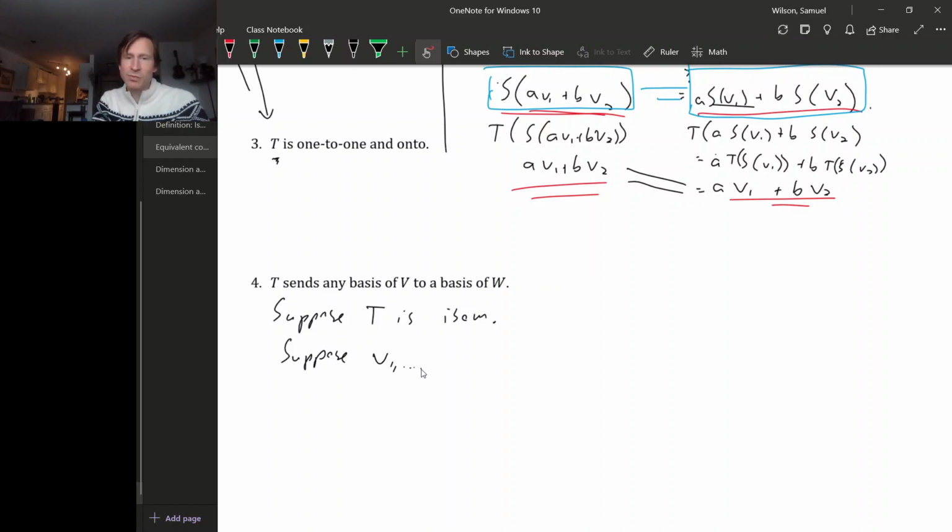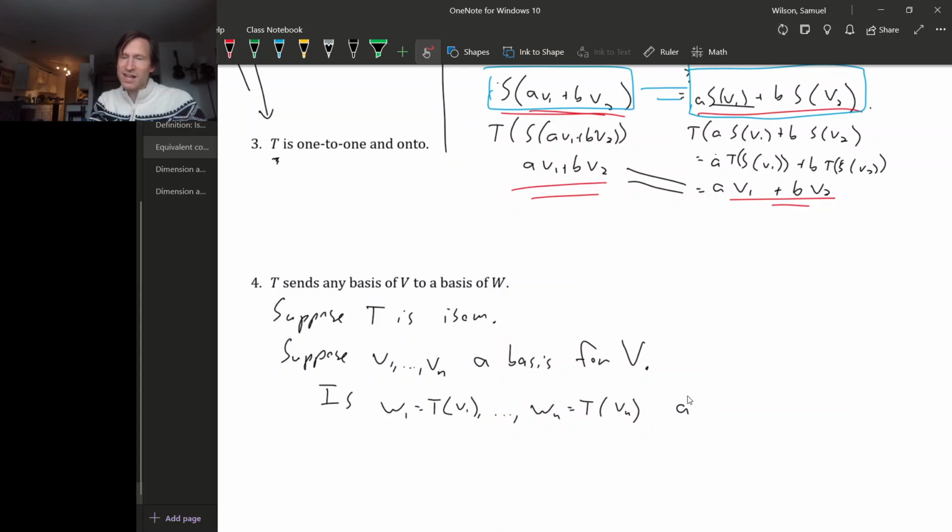Suppose we have this basis V1 through Vn. We don't know how many vectors are in a basis for V, but let's suppose it's n. So this is a basis for V. Now our question is, when we hit these with T, let's let W1 be T of V1, and so on, down to Wn is T of Vn. So the question is, is this collection a basis for W?